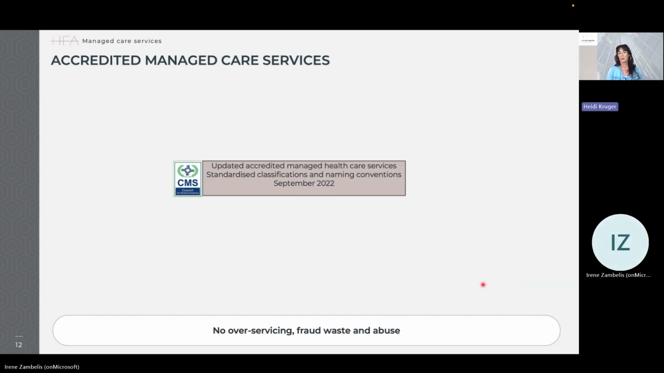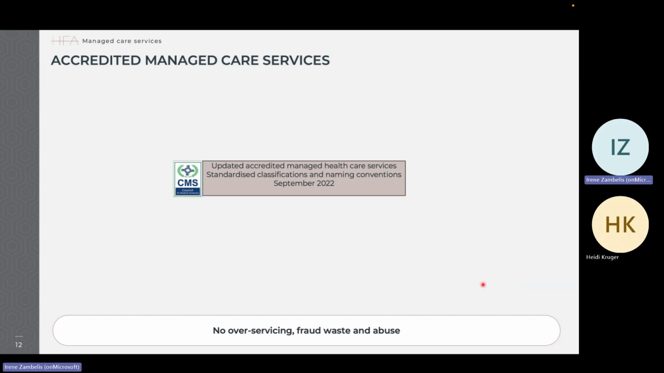Thanks, Irene. Could you take us through what are typically the managed care services that schemes would choose? And I think, Heidi, just to make the trustees also aware, also published in September 2022, the CMS published an updated list of accredited managed healthcare services, standardized classifications and naming conventions. That's a bit of a mouthful.